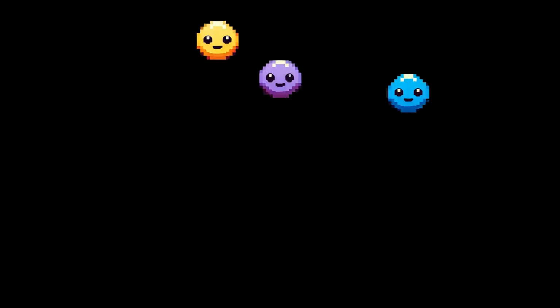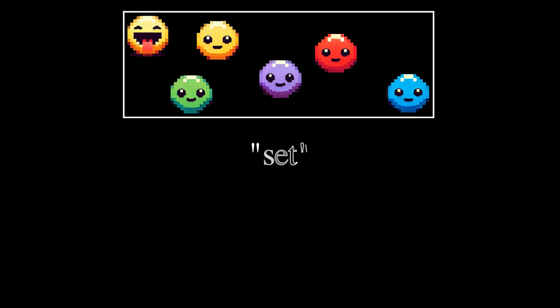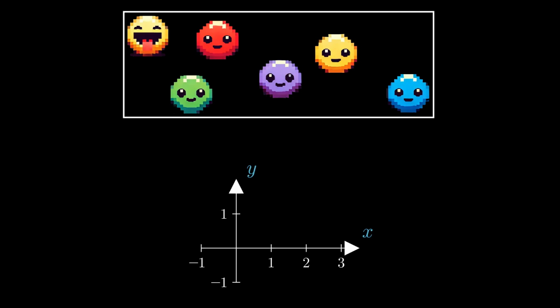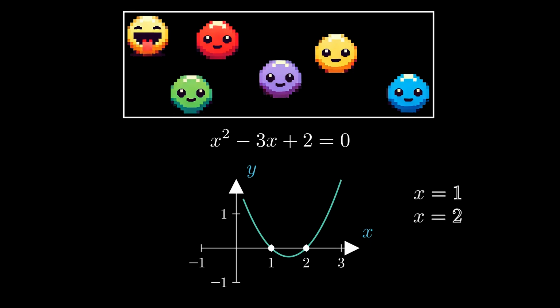A set is a collection of elements where the order does not matter. For example, if we have a set consisting of several balls and two of them switch places, it is still the same set. Take, for instance, a simple quadratic equation. Let's say the solutions to the equation are x equals 1 and x equals 2. These two values form a set of solutions. Here, it doesn't matter whether we write them as 1, 2 or 2, 1, it's still the same set.